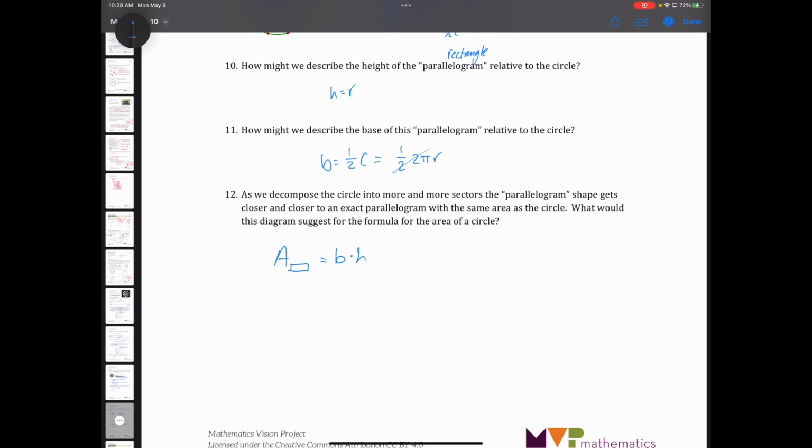The area of a rectangle is base times height. So if I have the area of this circle that's been reformed as a rectangle, what again was the base of this rectangle? That'd be half C. Half C, which is pi r, right?